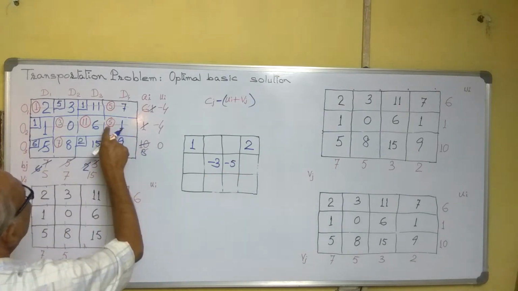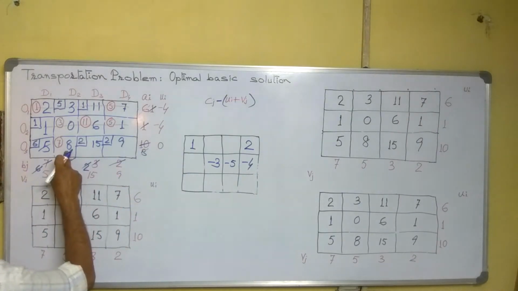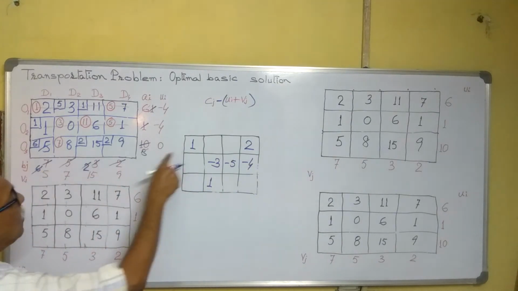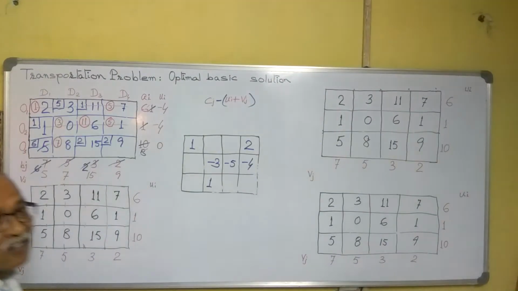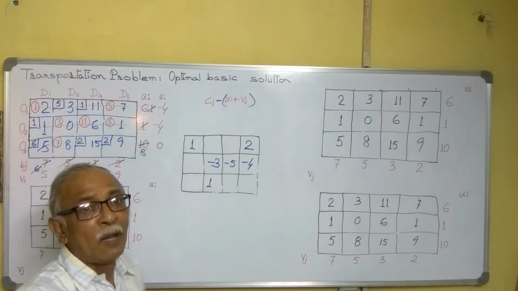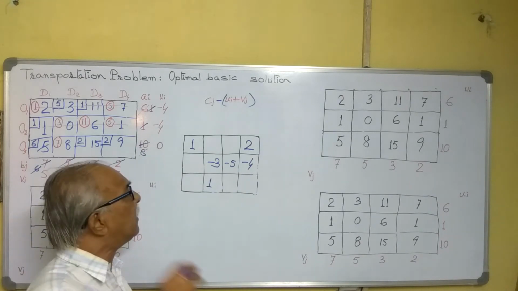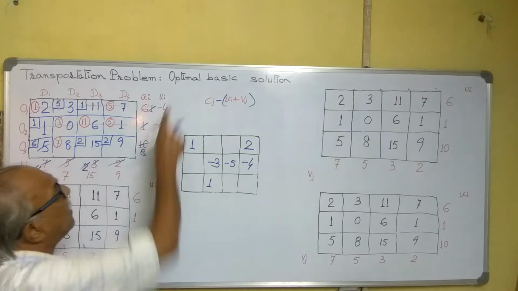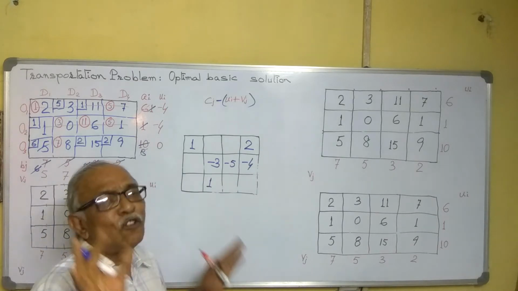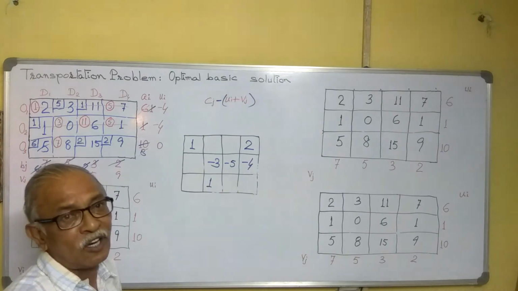Then 1 minus 5 is minus 4. Here it is 8 minus 7, this is 1. This we have done for unallotted places. Now see carefully. Here we got 3 negative numbers. If you are getting all positive numbers, not a single negative, then only we can consider that is the optimal solution. Since negatives are there, this is not the optimal solution.